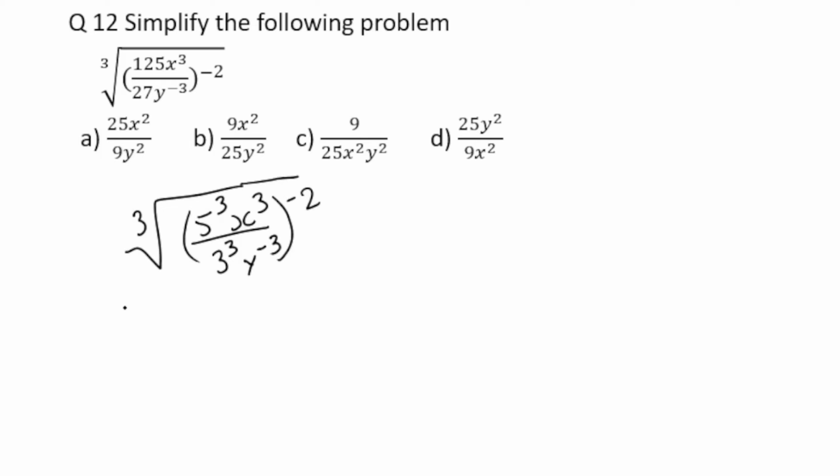Now we have to use the power of exponent property. That means the powers are multiplied. Cube root. 5 to the power 3 multiplied by minus 2 is minus 6. x to the power 3 multiplied by minus 2 is minus 6. On the denominator, 3 multiplied by minus 2 is minus 6. y to the power minus 3 multiplied by minus 2 is positive 6.